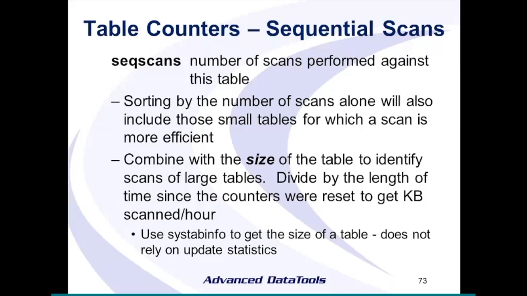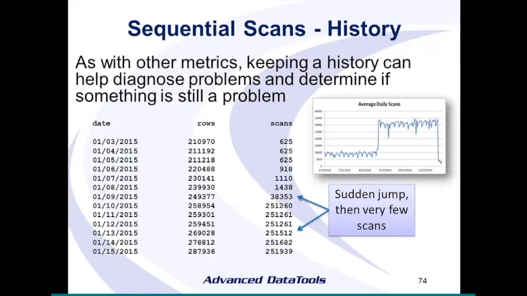As with the buffer turnover ratio, we like to keep track of all of these table counters over time, so we can see if there are changes, if a table starts being accessed more, for example. And in this case, I'm looking at the number of scans on a table. We can see every day the number of scans stay fairly even with small jumps, and then suddenly there's a big jump.